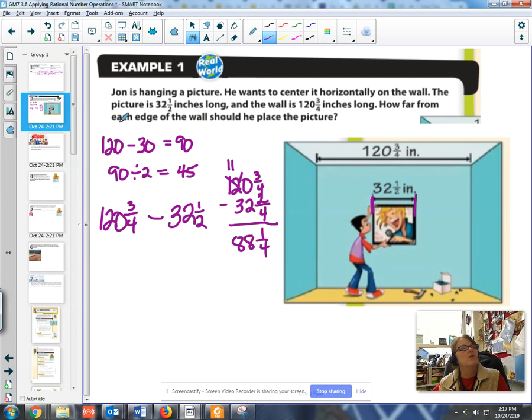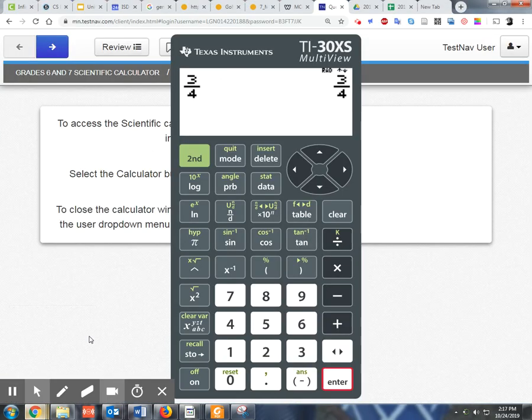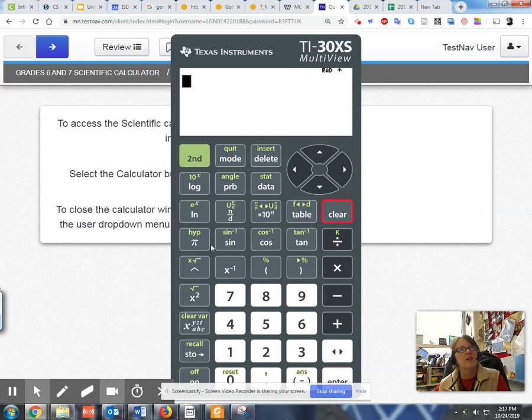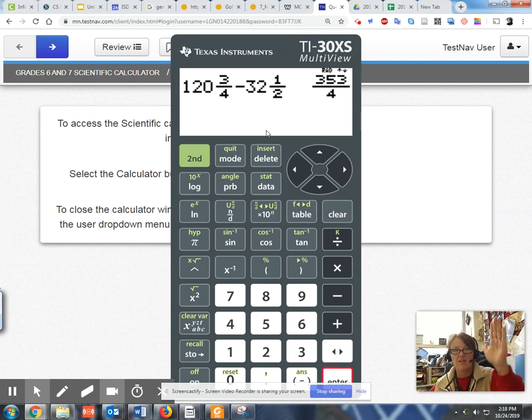Mm-hmm. If you were using a calculator to do that, you would plug in, let's clear this out of here. I would use this button, the second function, and my fraction button to type in 120, arrow over, 3/4. Now get out of there. And I'm subtracting 32 and was it a half? I believe so. 32 and 1/2. Now, notice what happens here. Gives me my answer as a huge improper fraction.